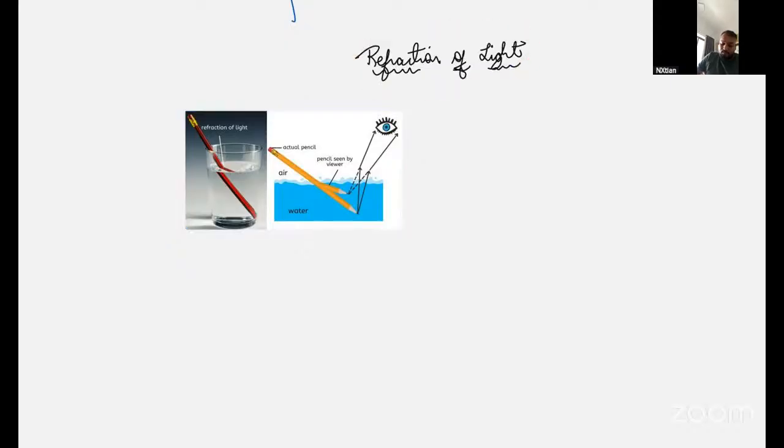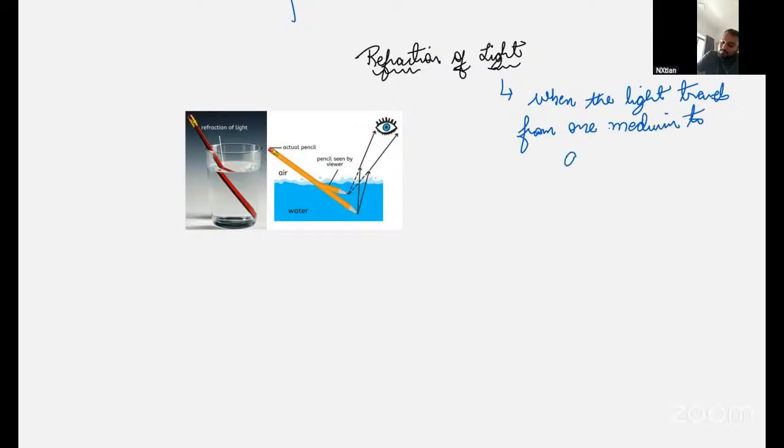Okay, so I will write this down. When the light travels from one medium to another medium, there is bending of light.